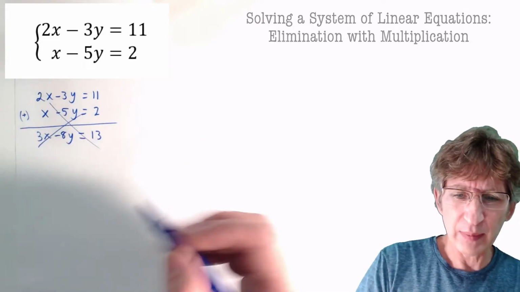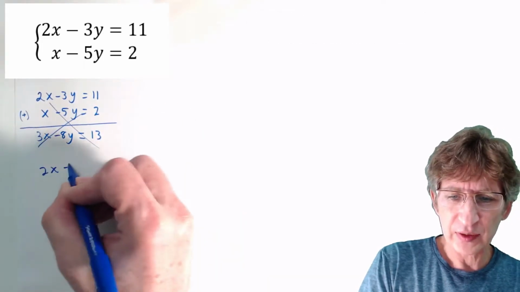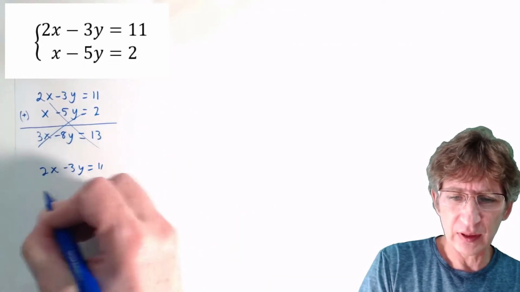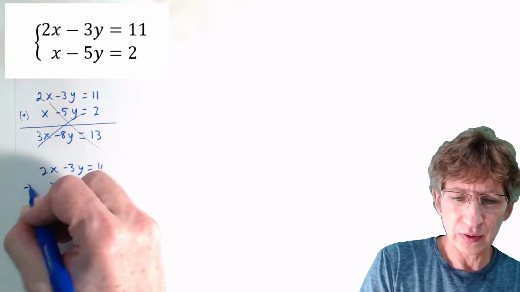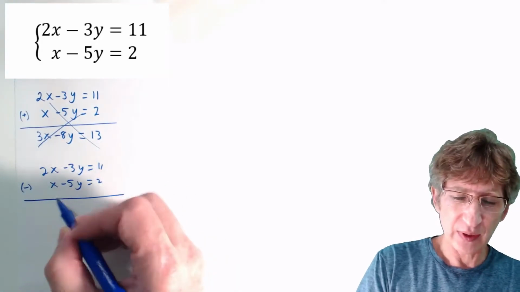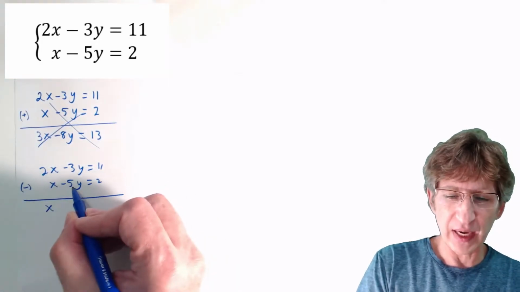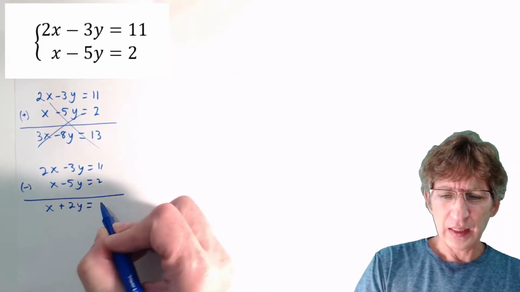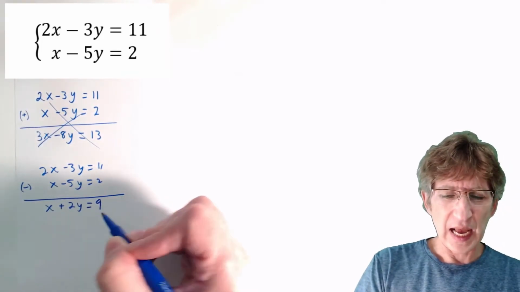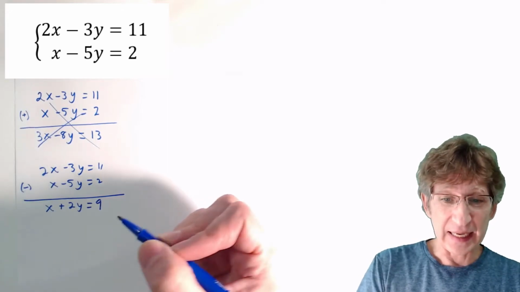All right, maybe I've got to subtract. 2x minus 3y equals 11. X minus 5y equals 2. Subtract. Okay, 2x minus x, that's x. Negative 3y minus negative 5y is positive 2y. 11 minus 2 is 9. This is not getting us anywhere.